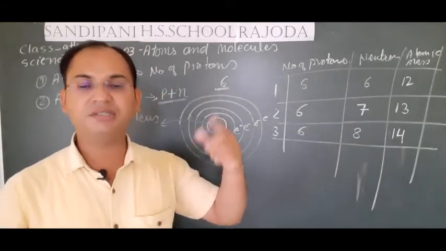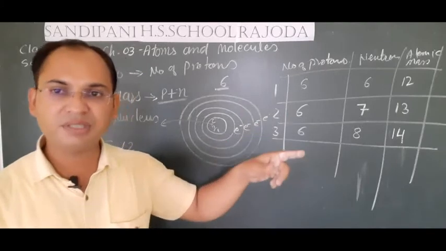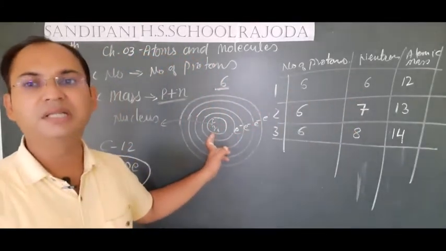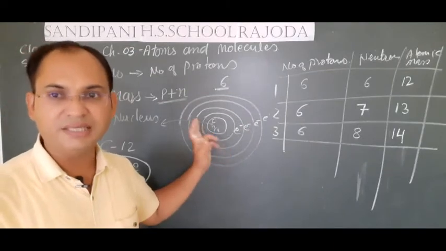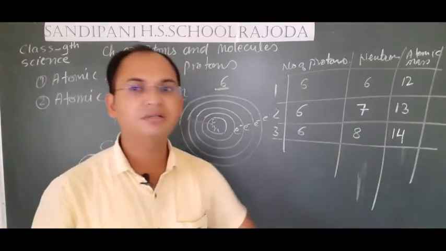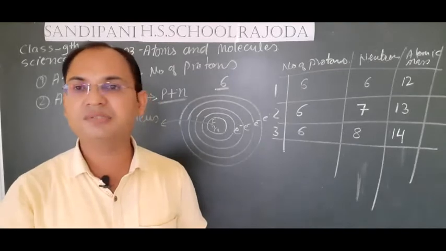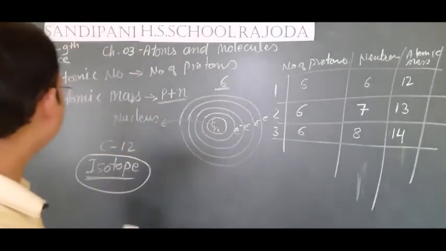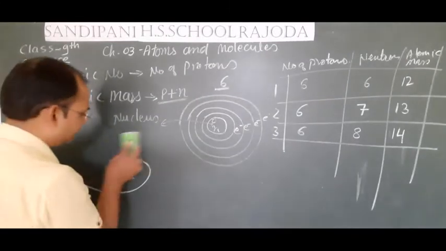And what is the reason behind having this different mass number? They have different numbers of neutrons in their nucleus. That is the reason why they have different atomic mass number, or simply we can say mass number. So students, let's now understand the atomic mass.